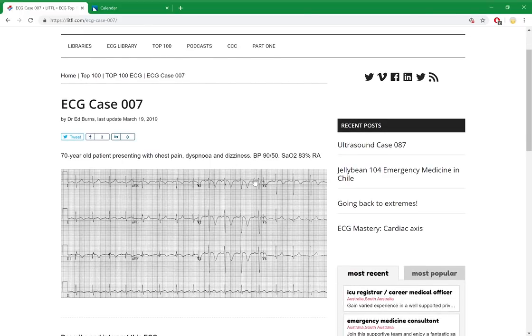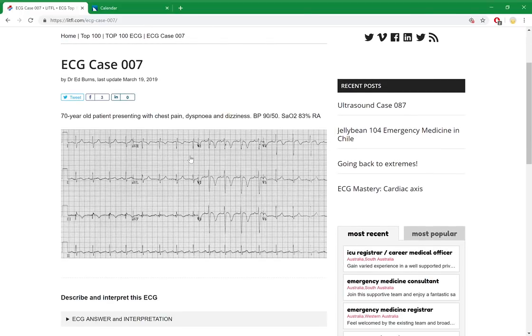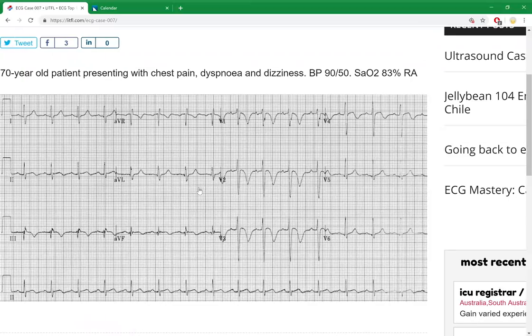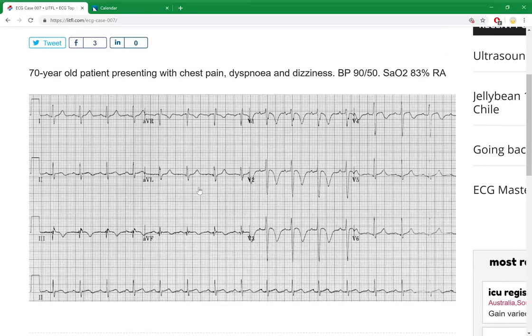All right, just a couple more here. So number seven, 70-year-old patient presenting with chest pain, dyspnea, and dizziness, blood pressure of 90 over 50, and an oxygen saturation of 83% on room air.